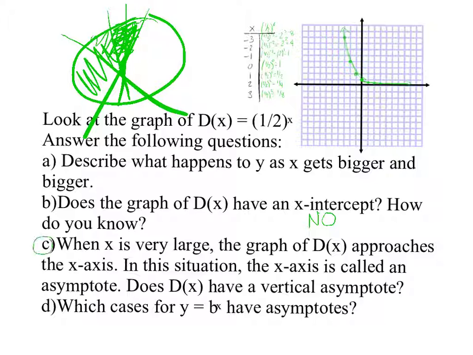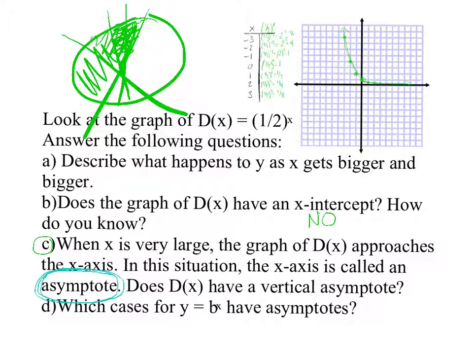So C: when x is very large, so that means I'm looking way over here, the graph of d of x approaches the x-axis. We agree with that, right? It's getting closer and closer to the x-axis. In this situation, the x-axis is called an asymptote. This is a very important word for you. Since you're taking notes, you should be writing down asymptote right now.